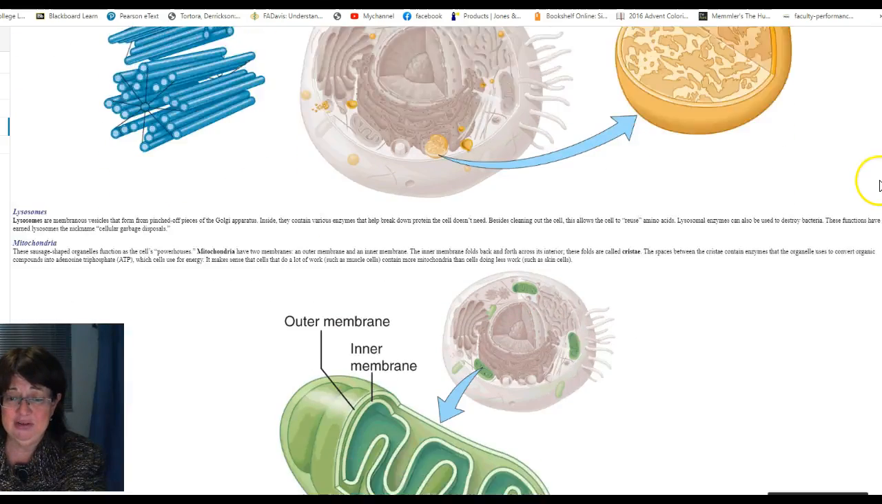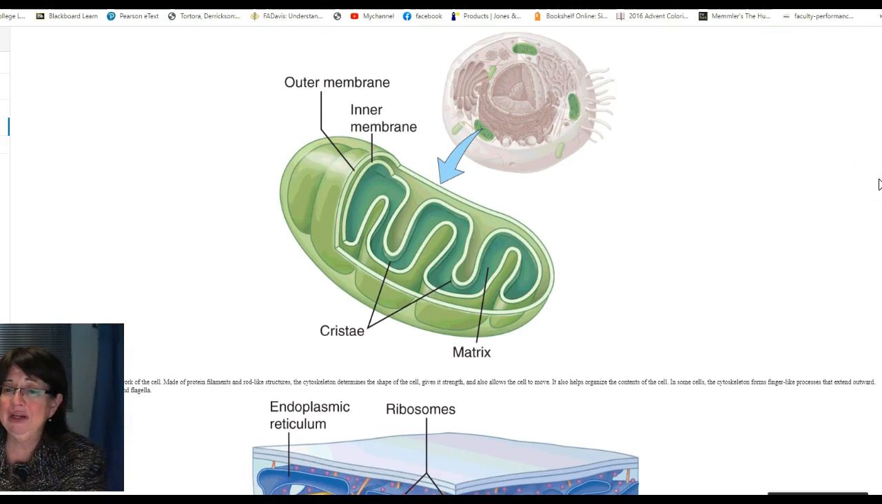We talked about centrioles. Now, when you look at the mitochondria in more detail, you'll see it's a double-membraned organelle. And we talk a little bit more about this when we talk about energy creation, but there's the matrix, which is another word for space. And then you have the cristae, which are the folded fingers inside.